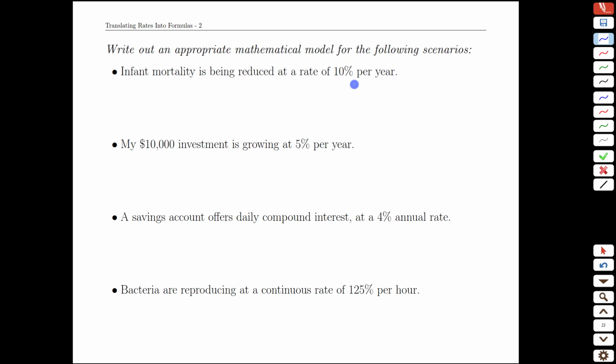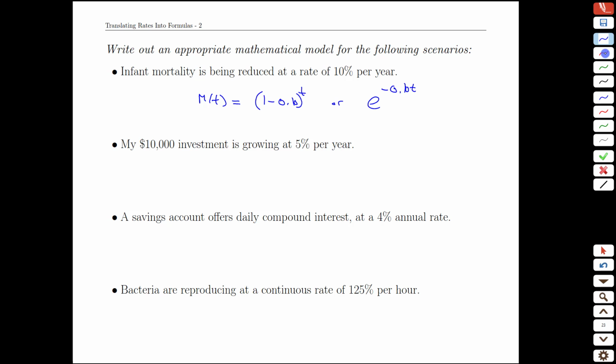Take a look at these sentences here, and we'll walk through each one and just see which model makes the most sense. Infant mortality is being reduced at a rate of 10% per year. Would we model that as an amount of, say, m of t as being 1 minus 0.1, that's the 10%, or e to the minus 0.1 t? Think about it for a moment.